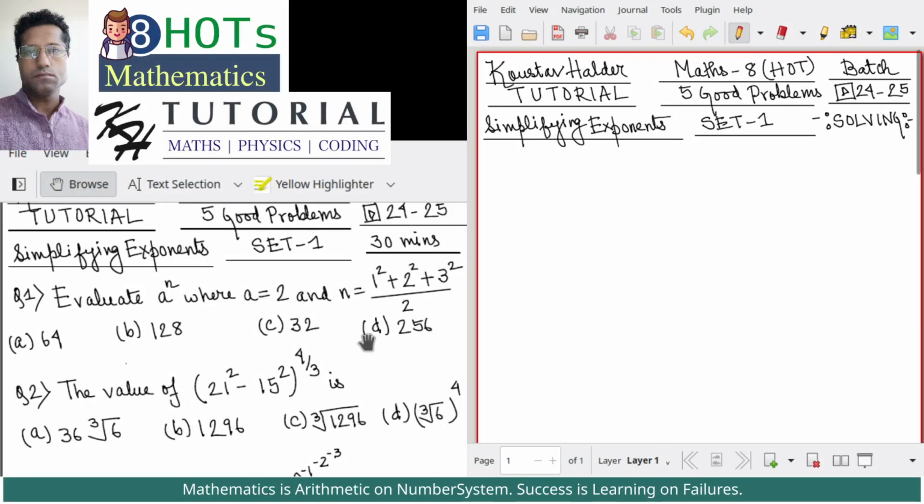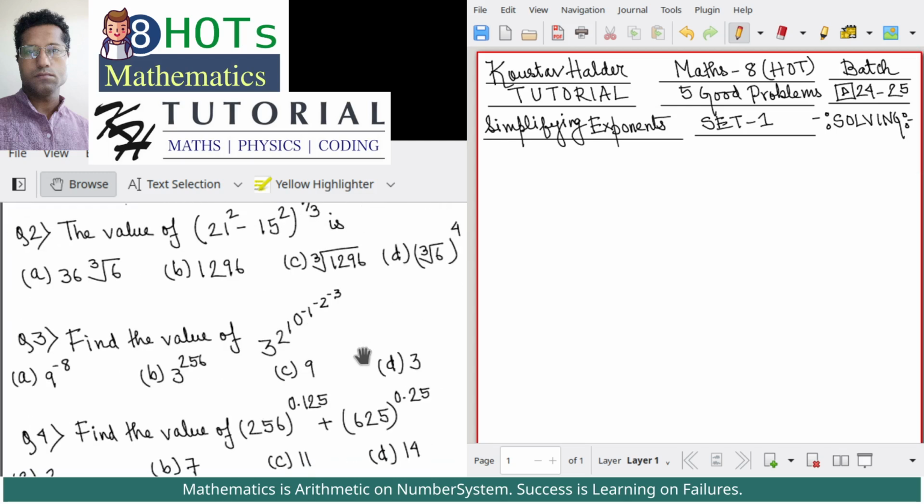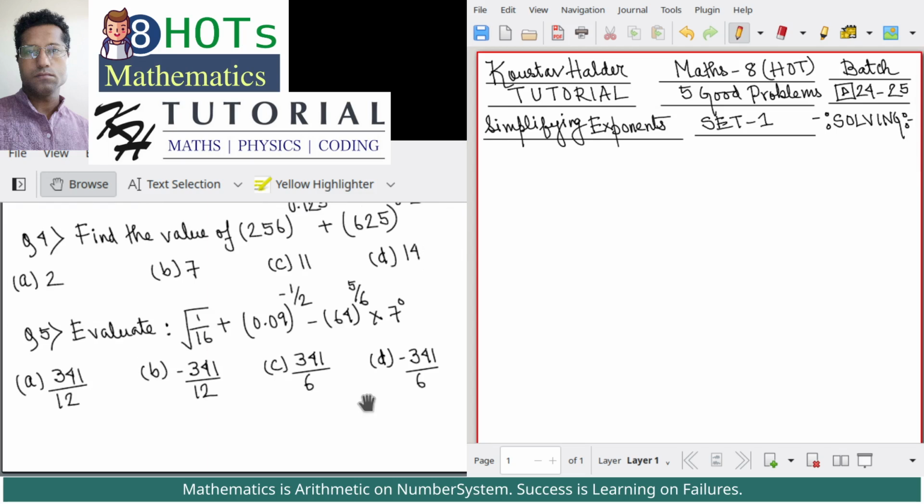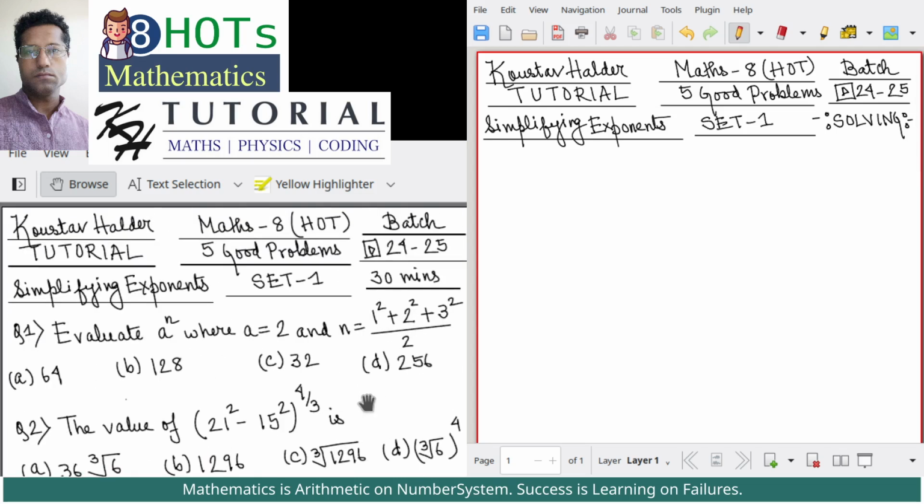Okay, so I have the set of 5 problems on the left hand side. Each of the questions is a multiple choice question. There are four choices where only one choice will be correct. Ideally, you should be able to solve these 5 questions in 30 minutes, that is taking 6 minutes per question.